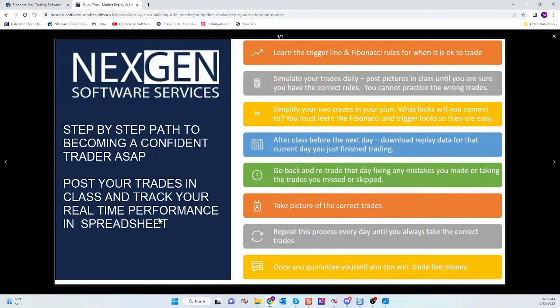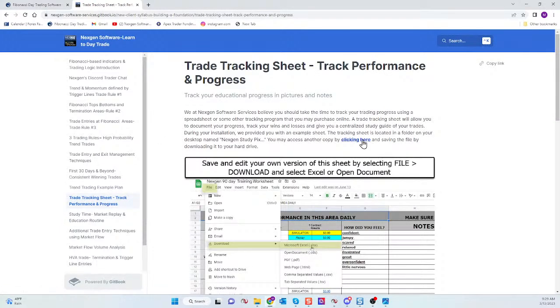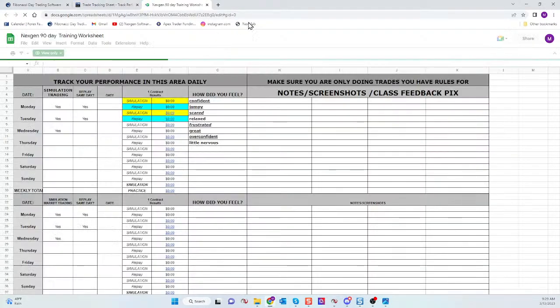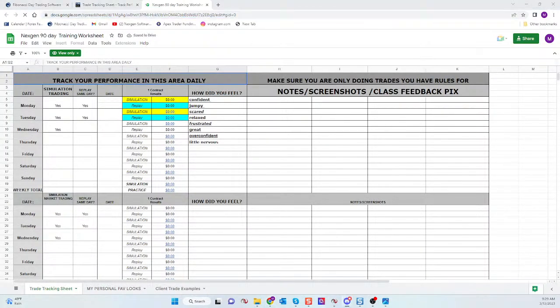The second thing is tracking everything that you do in a spreadsheet. The spreadsheet's already been provided to you by Nexgen. This should be in your Nexgen Study Picks folder. Here's the link just in case you don't have it.